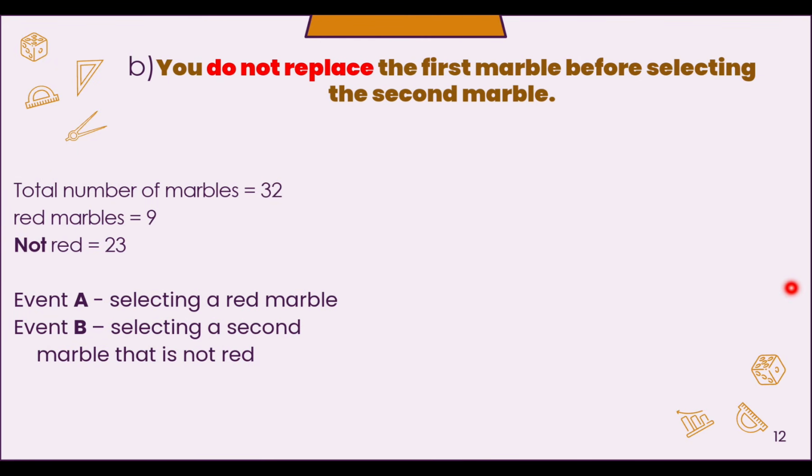Second, considering the same set of given, but this time you do not replace the first marble before selecting the second marble. So still, there are 32 marbles all in all with 9 red and 23 not red. Event A is selecting a red marble and event B is selecting a second marble that is not red. Still the formula, the probability of A and B, or the probability of A intersection B, is equal to the probability of A times the probability of B.